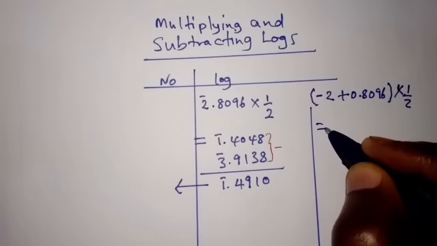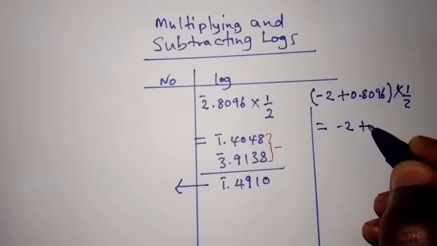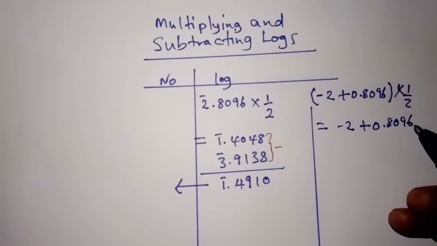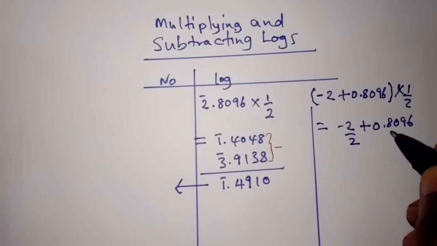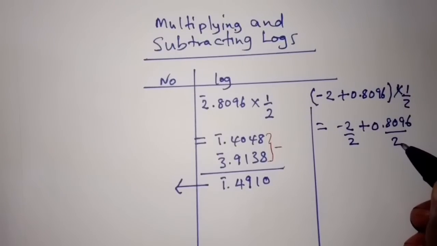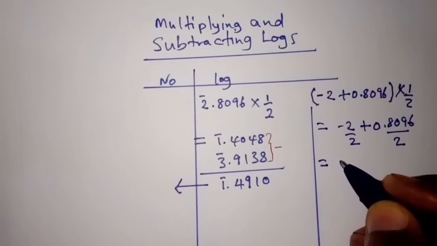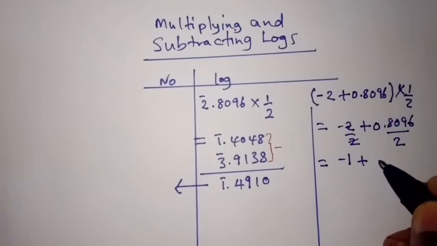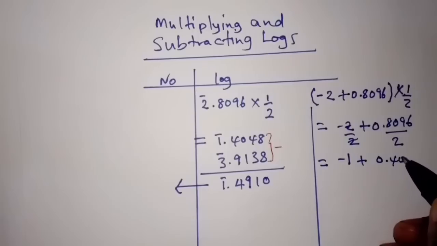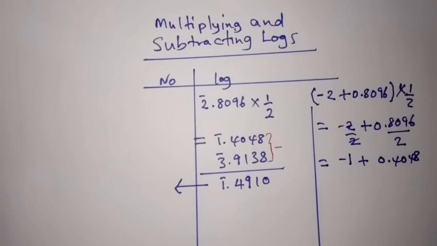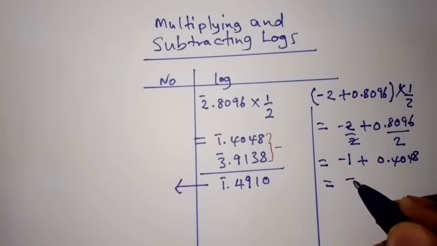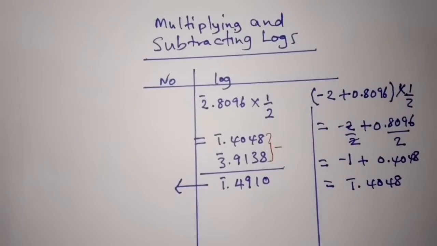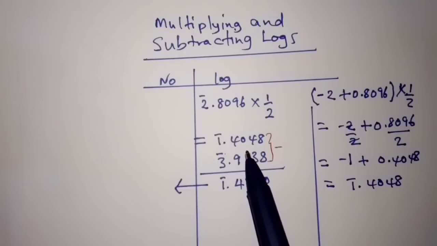And this one we can write as negative 2 plus 0.8096. Then we divide by 2. And this is equal to negative 1 plus 0.4048. And this is giving us bar 1.4048.